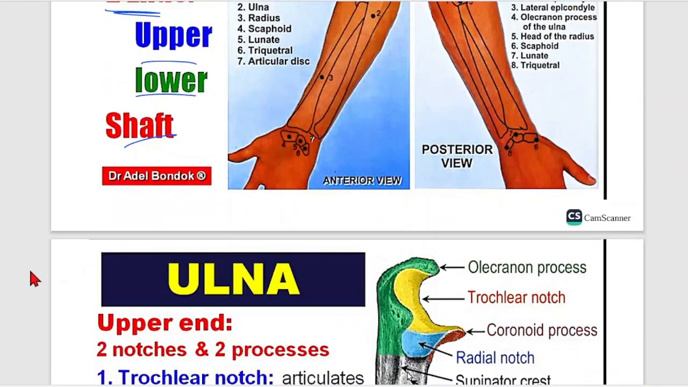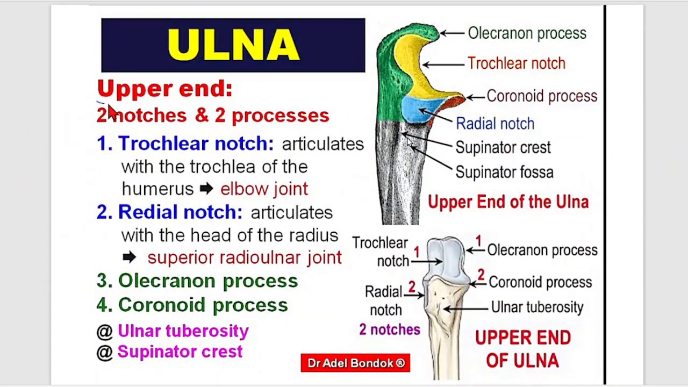Now we will discuss the ulna. The upper end of the ulna has two notches and two processes. One is the olecranon process and another is the coronoid process. In the scapula there is the coracoid process. So this is the coronoid process.